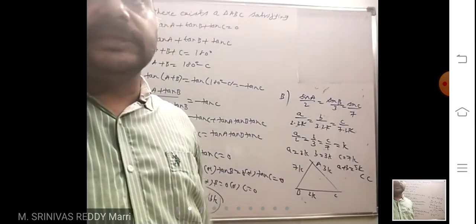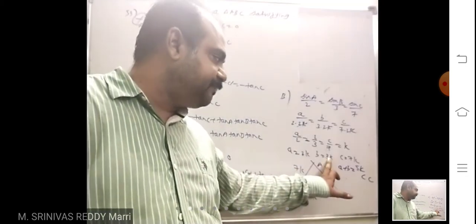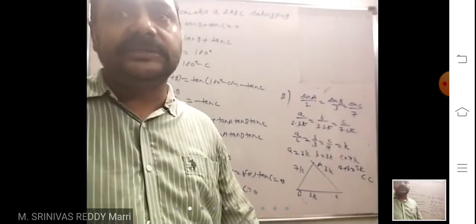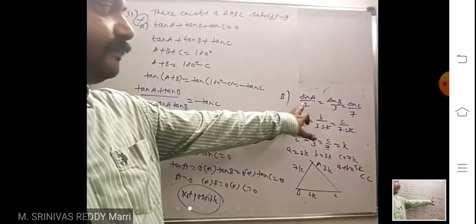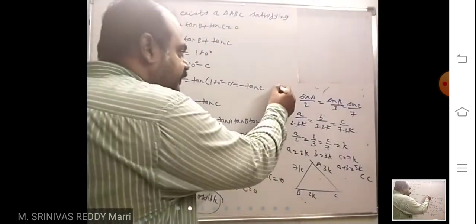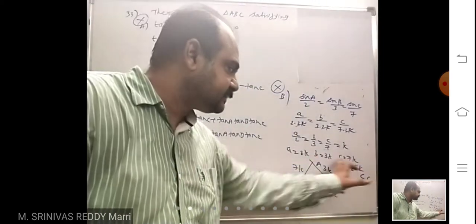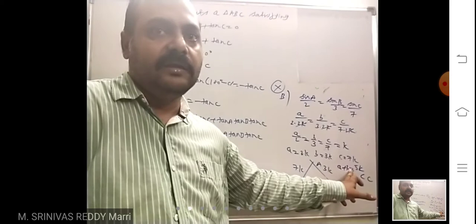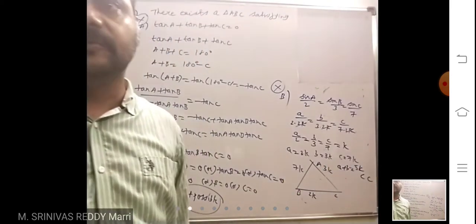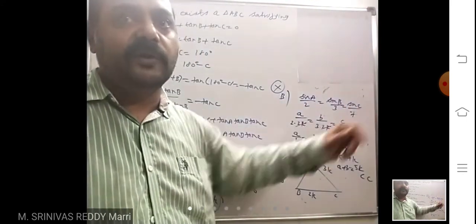Because the sum of two sides must be greater than the third side. But if you calculate a plus b, you got 5K and c is 7K. So this is not possible. That means there will be no triangle satisfying this condition, so this is false. If this were true, these would be the sides I got, so the triangle must be possible. But the sum of the two sides is less than the third side, so with this information no triangle is possible.